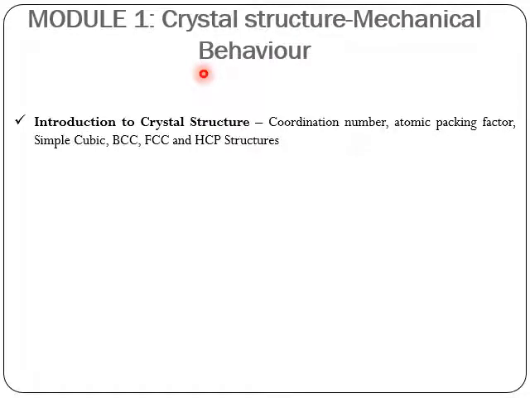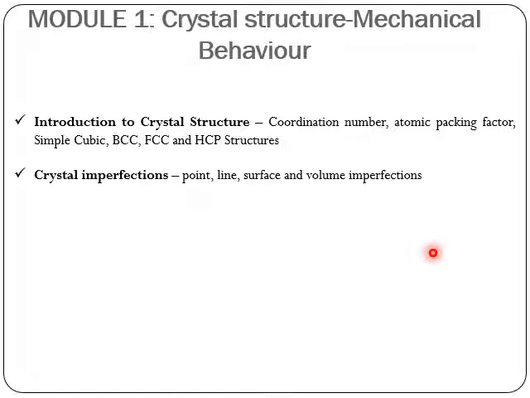So basically, in the first session we'll study the crystal structure. In that one we study what a coordination number is, and what the atomic packing factor, that is APF, is for simple crystal structures: simple cubic, body centered cubic, face centered cubic and the hexagonal close packed system. And in the next one we'll see what crystal imperfections are. Imperfections are nothing but defects. So here we talk about a perfect crystal, and here we talk about a defect.